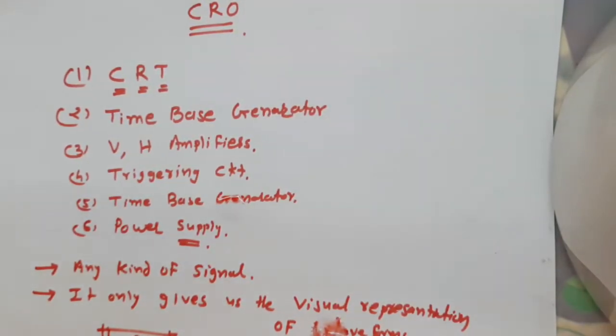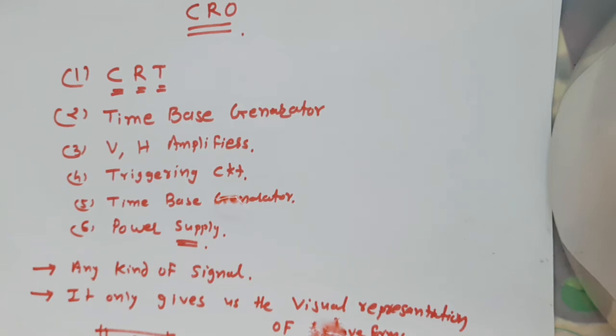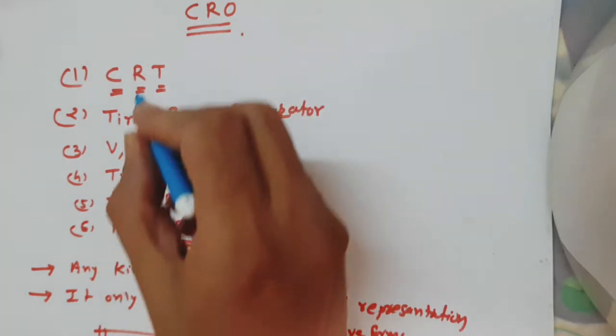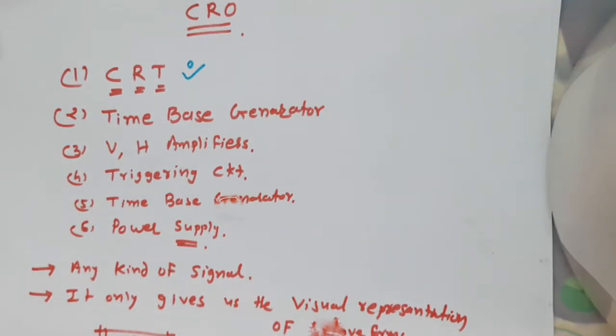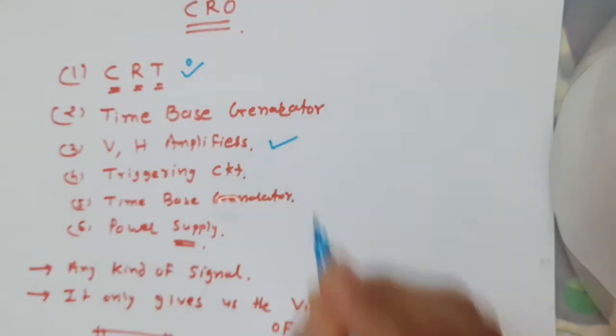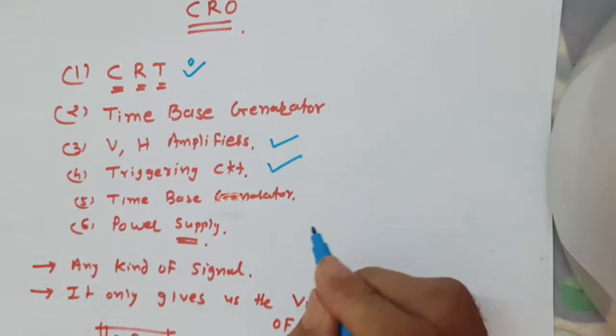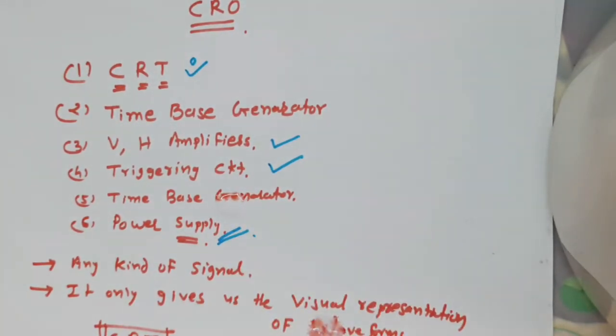In the last lecture we studied the CRO. Let me repeat it. The CRO has several different parts. The CRT is the main part of the CRO. The others are the time base generator, vertical and horizontal amplifiers, trigger circuit and power supply. The CRO does not generate any signal like a sine wave, square wave or pulse wave. It only gives us the visual representation. CRO is not a generating circuit.